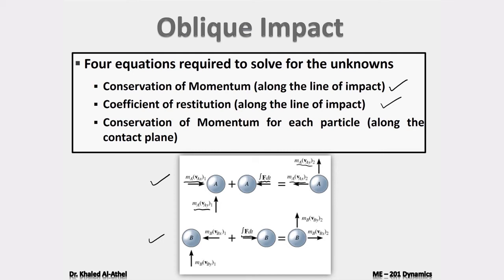Let's look at A separately, A alone. Initially, along the contact plane, I have mA vAy1. And then I have no forces acting in the Y direction. And then finally, I have mA vAy2. Therefore, if I take A alone, I can do conservation of momentum along the y-axis. This is my third equation. Also, I can do the same thing for B. I have mB vBy1, no forces in the y direction, and I have mB vBy2. Therefore, the fourth equation is also conservation of momentum along the y-axis for the B particle alone.